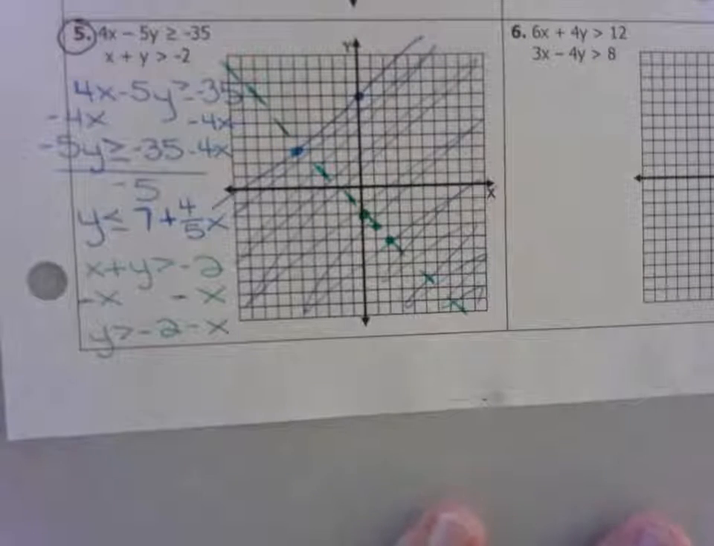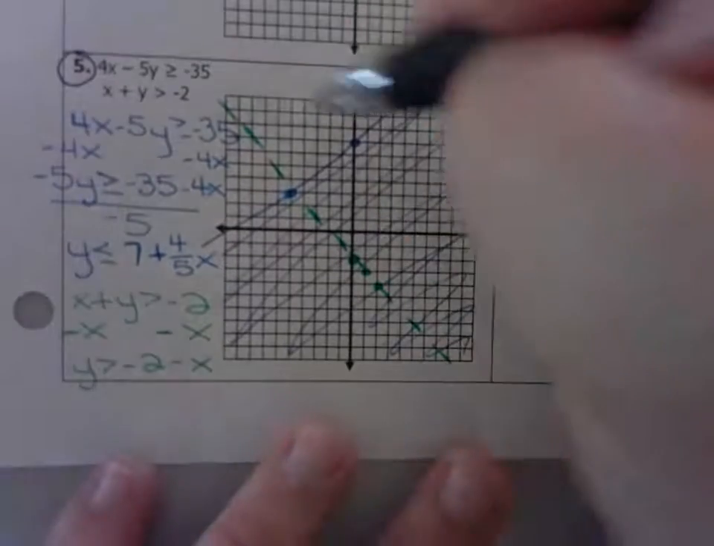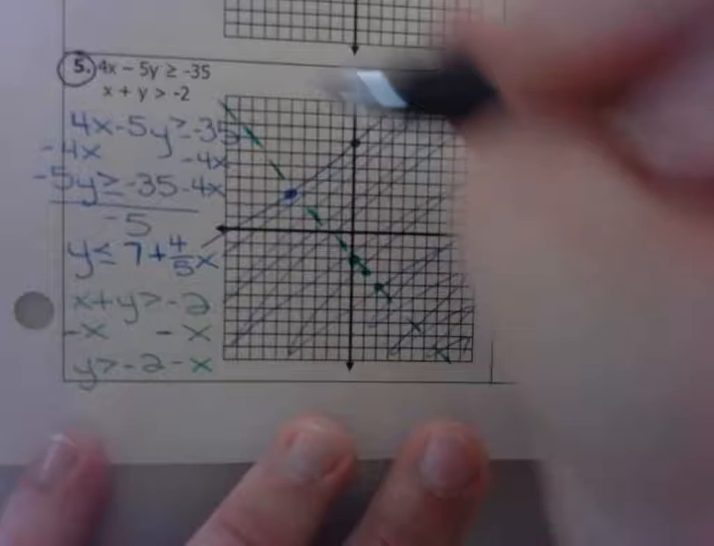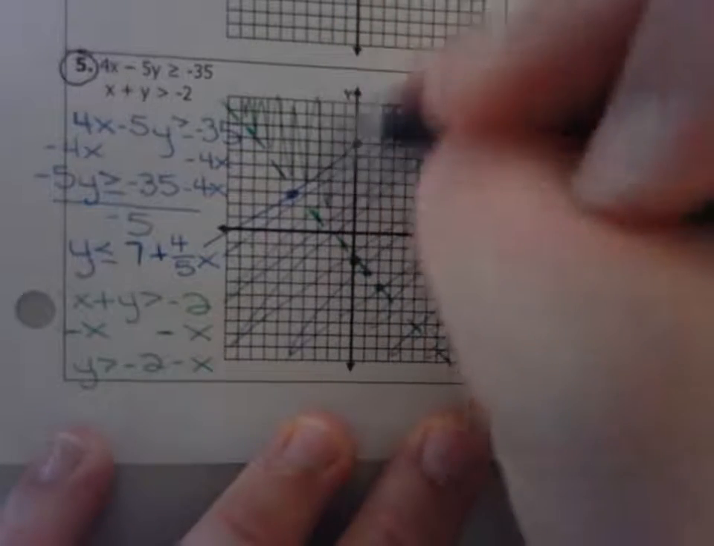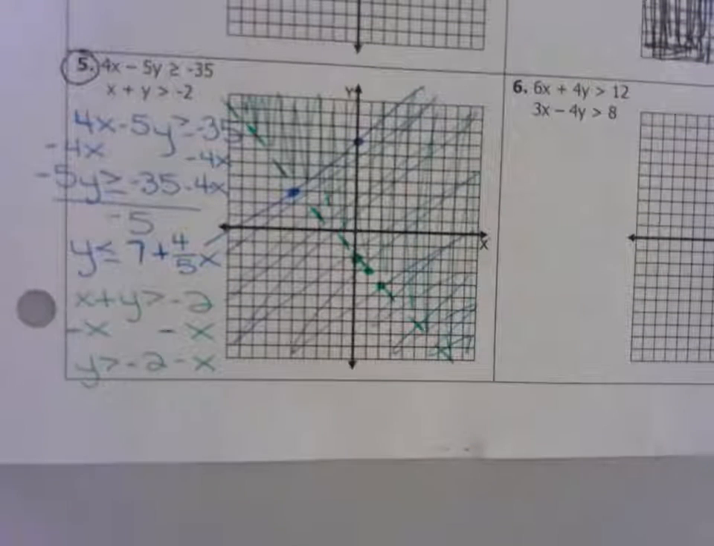Now, y is greater than, so I shade above. Now, you ignore the first one, so you shade the second one like normal. It's above it, so you shade above the second one.